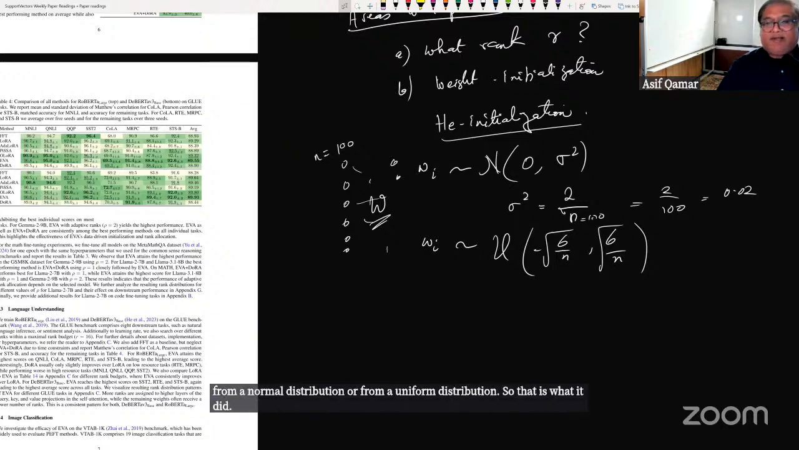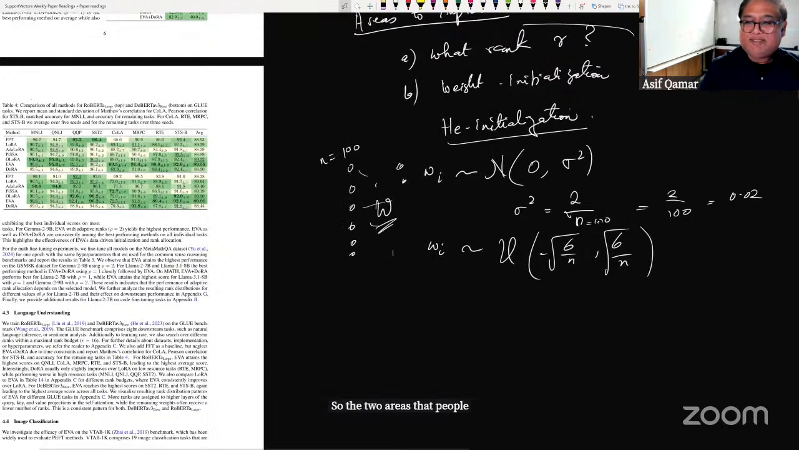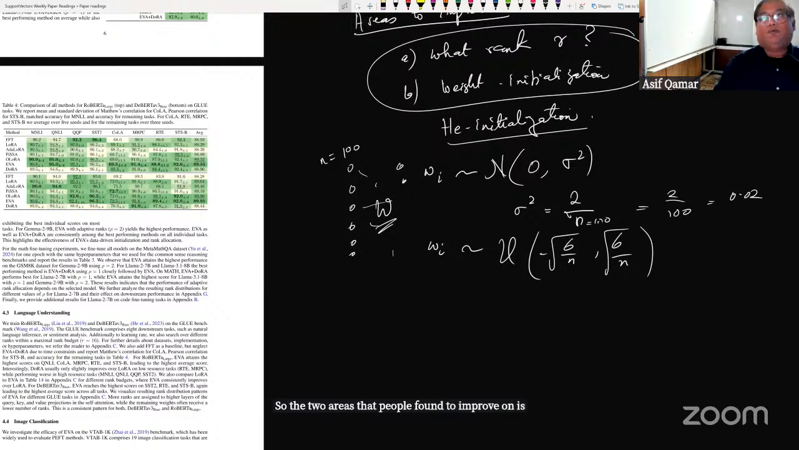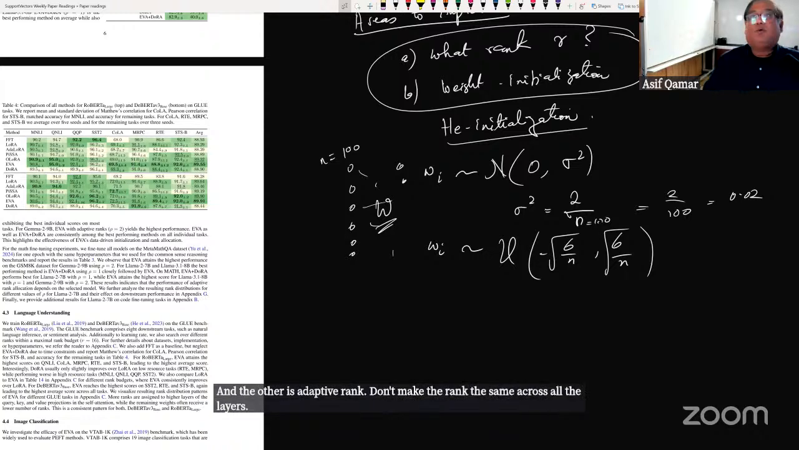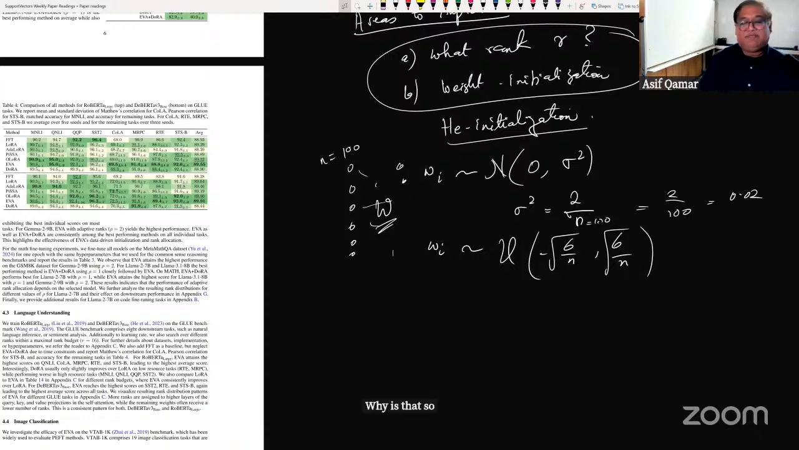So the two areas that people found to improve on are these two: weight initialization strategies, so adaptive weight in some form, doing it dynamically or having a better sense of weights. And the other is adaptive rank. Don't make the rank the same across all the layers. Why is that so? So let's take the adaptive rank first.